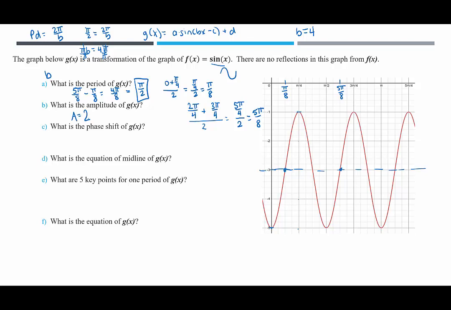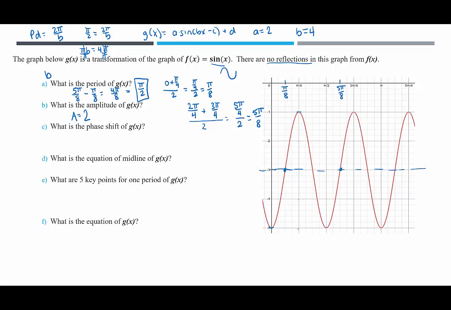The amplitude helps us determine that variable lowercase a in the equation. The amplitude is always the absolute value. It's the positive version of lowercase a. But lowercase a we know is also positive because it says there are no reflections. If there was a reflection, then maybe a would be negative, but no reflections, therefore a is positive. Okay, 2 down, 2 to go. A is 2, B is 4.